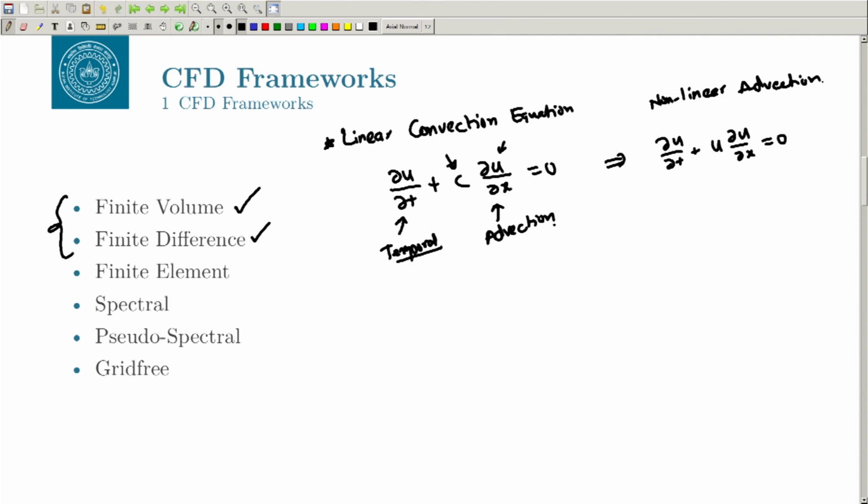Why is it non-linear? Because here the quantity u is getting transported at the speed of u, which is unknown. So, here c can be a constant value that you specify in the beginning, and the quantity gets advected at that speed. Here the advection speed also has to be determined through your process, through your CFD simulation.